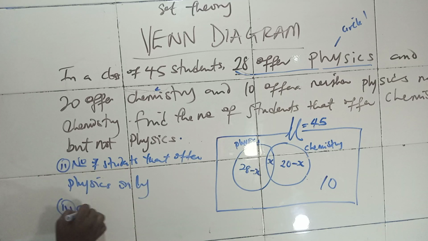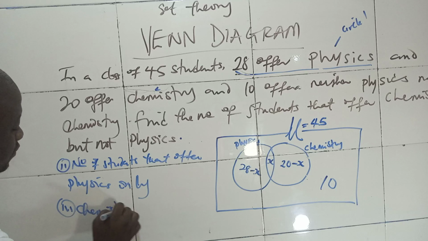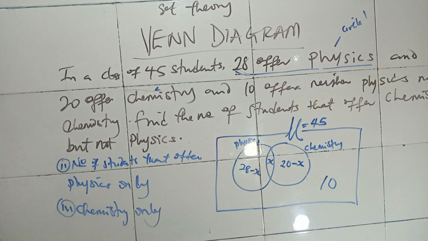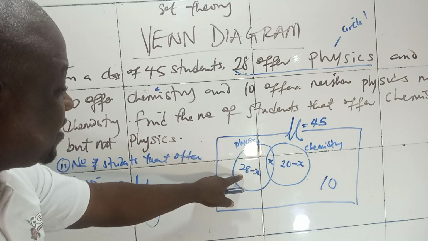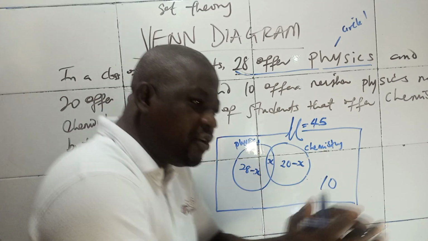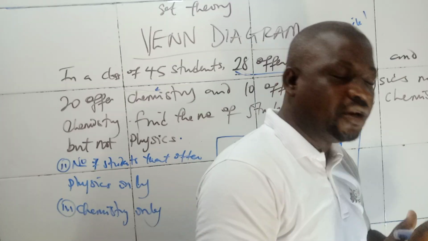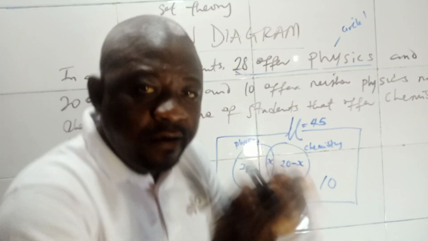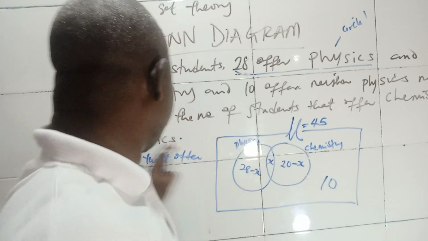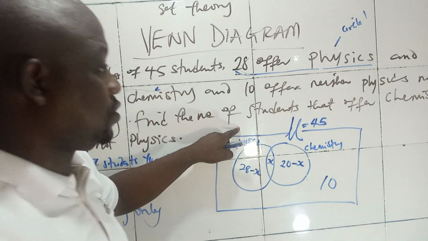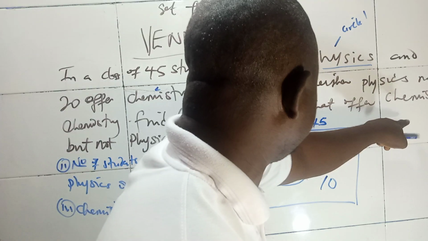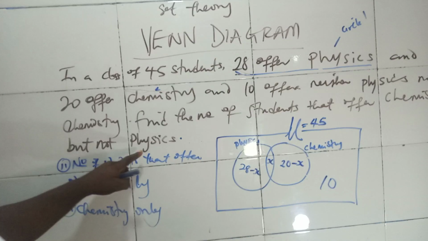Chemistry only. Because they say physics only, it means that person is not doing chemistry, just only physics. So I've added to those questions now. Now, question number 1. It said find the number of students that offer chemistry but not physics.